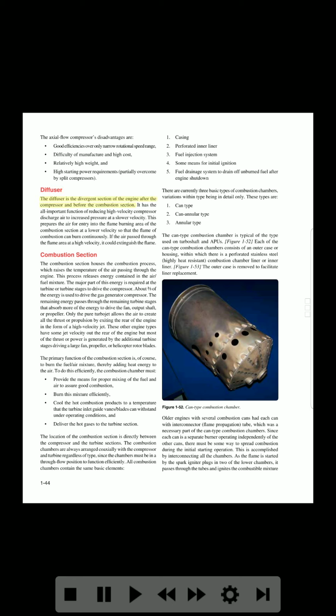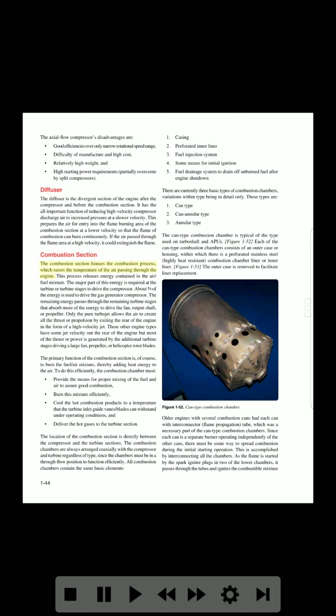Diffuser. The diffuser is the divergent section of the engine after the compressor, and before the combustion section. It has the all-important function of reducing high-velocity compressor discharge air to increased pressure at a slower velocity. This prepares the air for entry into the flame-burning area of the combustion section at a lower velocity, so that the flame of combustion can burn continuously. If the air passed through the flame area at a high velocity, it could extinguish the flame.